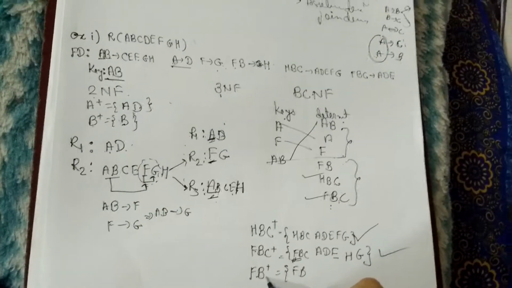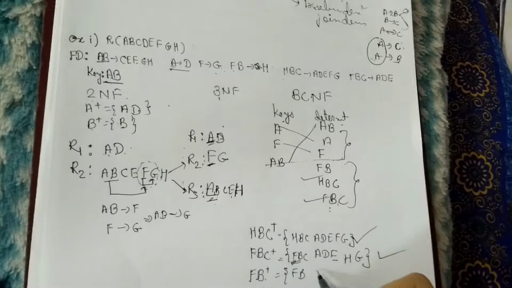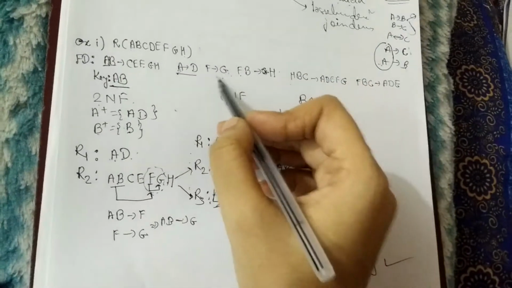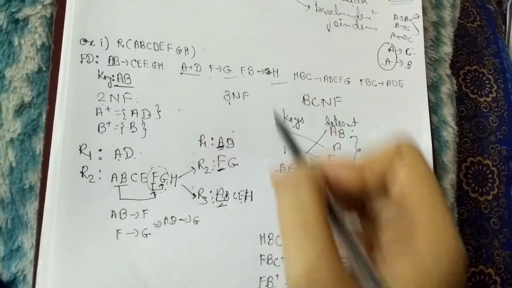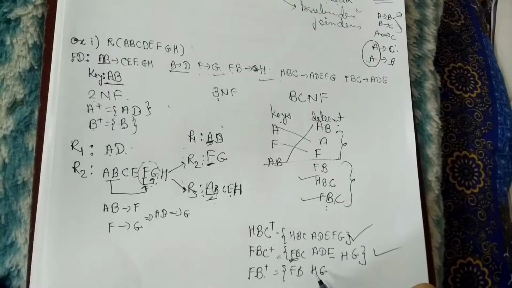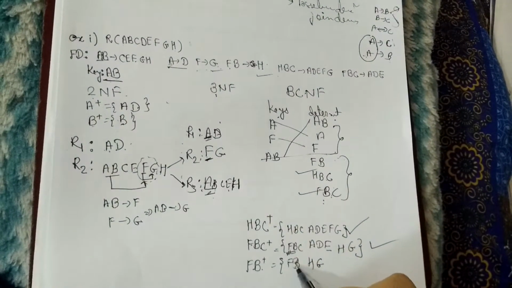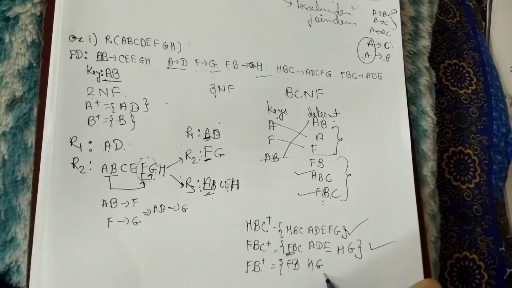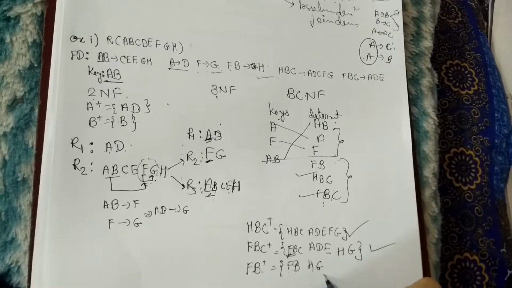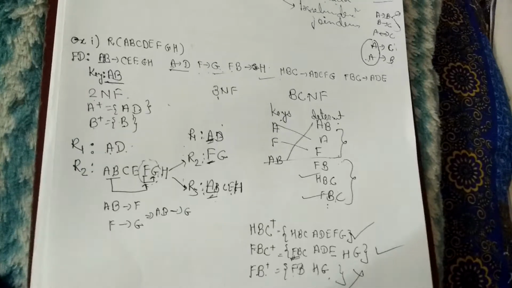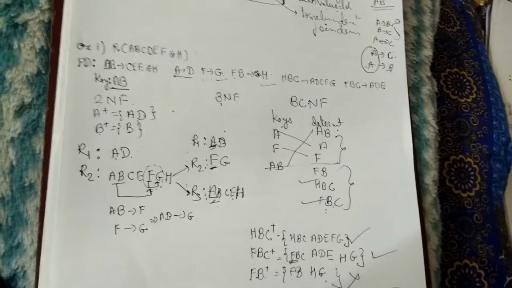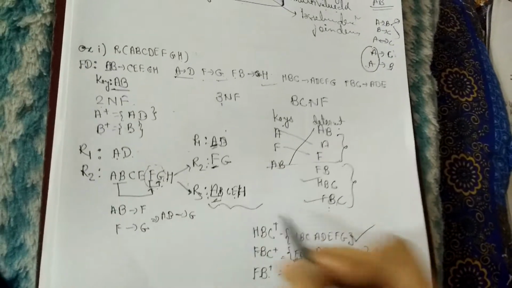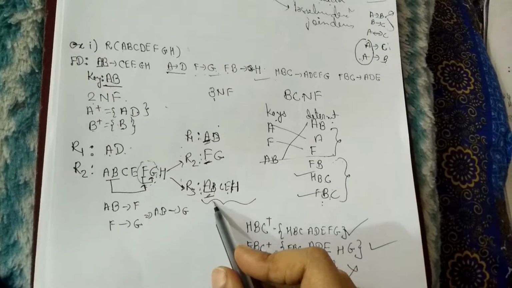Now let us take FB. From FB, H and G can be derived. From FB, H, and from F, G can be derived. Now, what about the other attributes? From FB, H, G, the other attributes cannot be derived, so it cannot be a candidate key. As it is not a candidate key, we have to split this table which has FB.